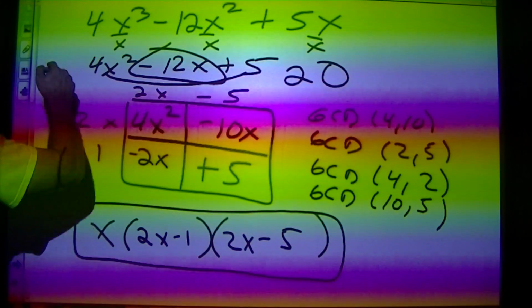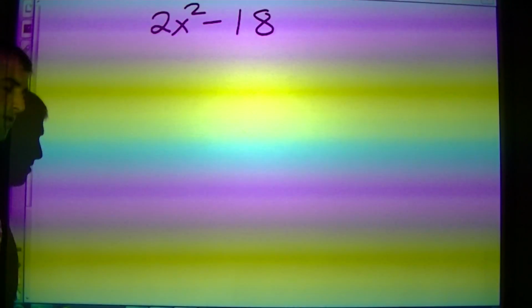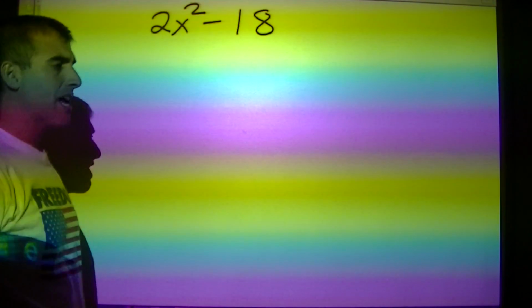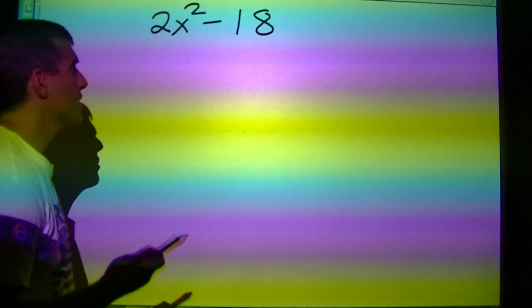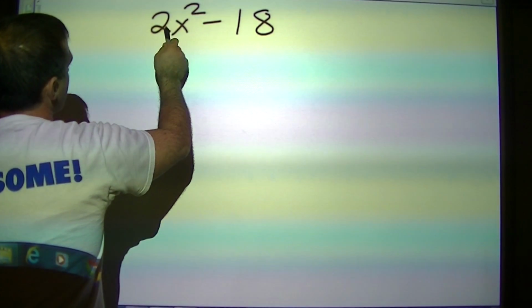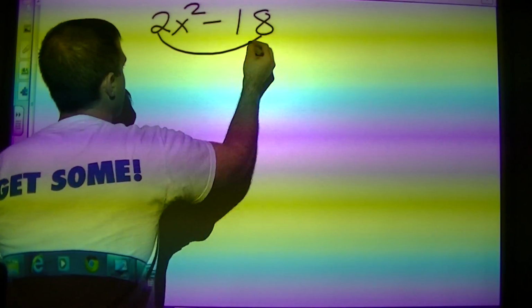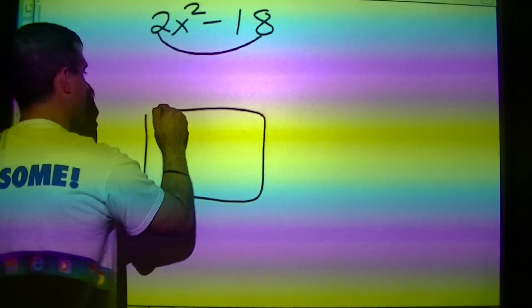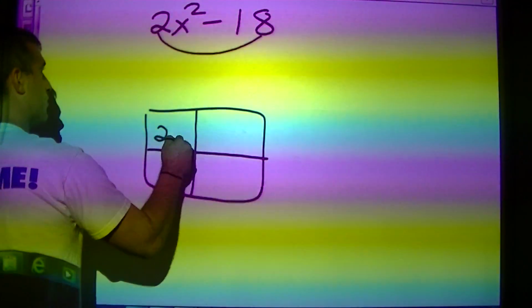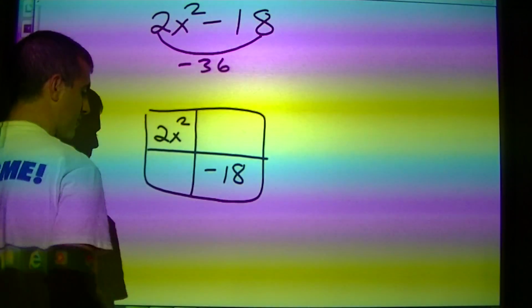An example of a numerical GCF, going back to a problem that we just did, let's say I have 2x squared minus 18, okay? Now, you can handle this a couple of ways. If you want to continue that, where I multiply, putting that inside, I got 2x squared negative 18. That would multiply to give me negative 36, okay?